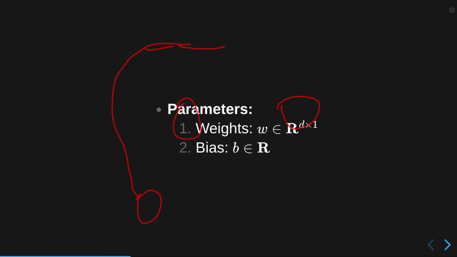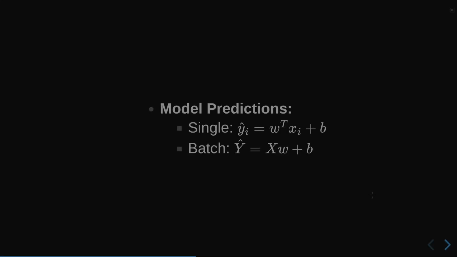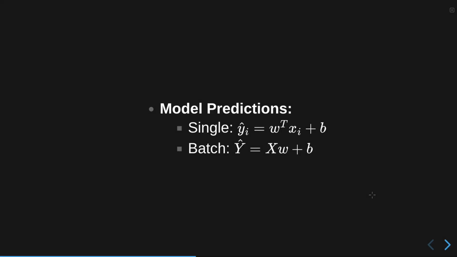So linear regression is defined as follows. You have two parameters in your model: the model weights and the bias. The weights are a d-dimensional vector. Meanwhile, the bias is just a real scalar.